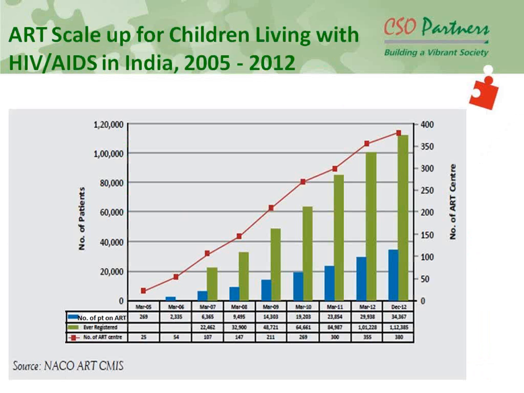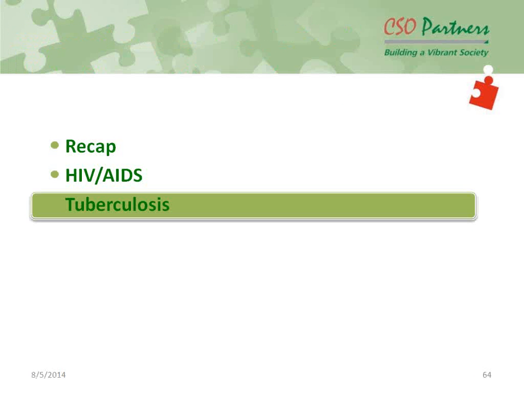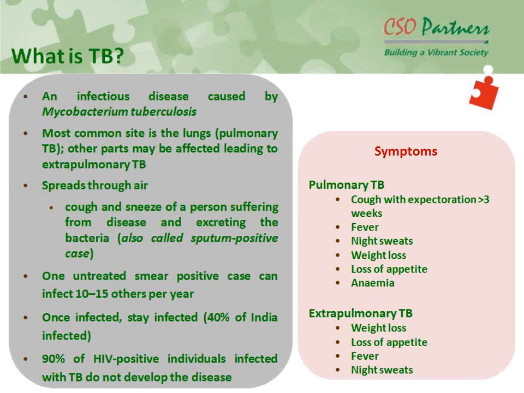For ART access, as I said, in India we have improved a lot, but still have a long way to go. With that, we'll start tuberculosis. Now, again, what is TB? It is an infectious disease caused by a bacteria called Mycobacterium tuberculosis. As everybody knows, the most common site is the lung, so we call it pulmonary TB.